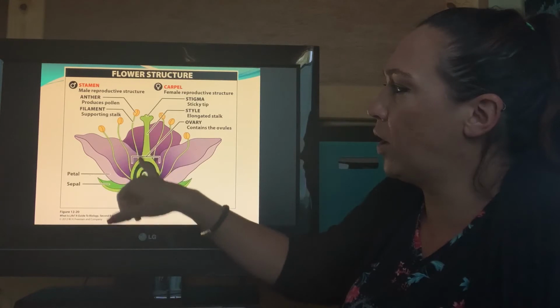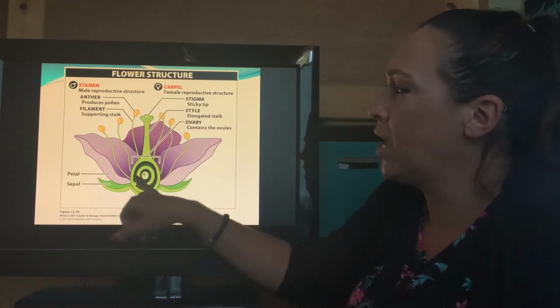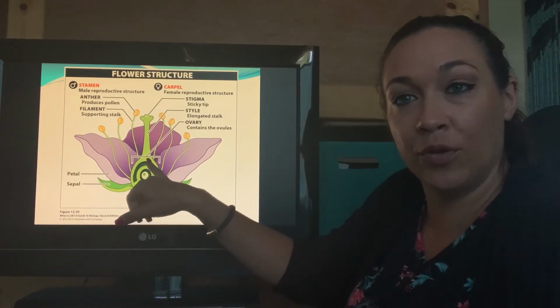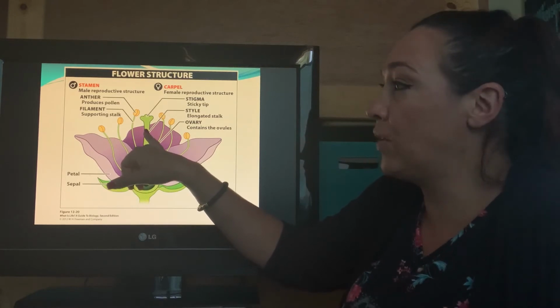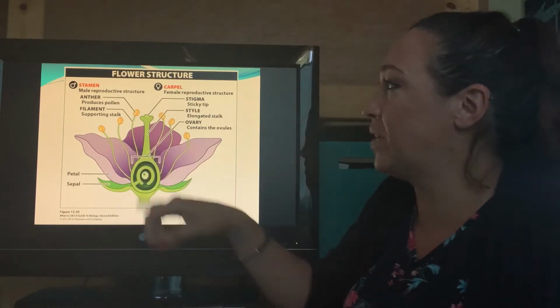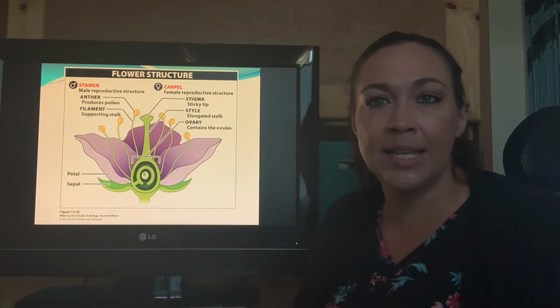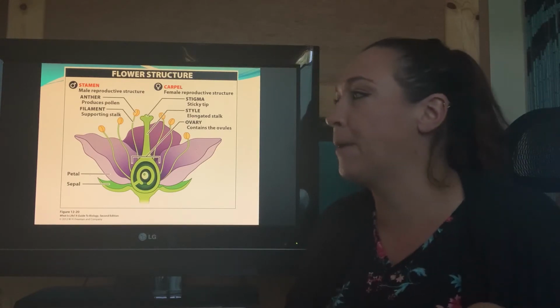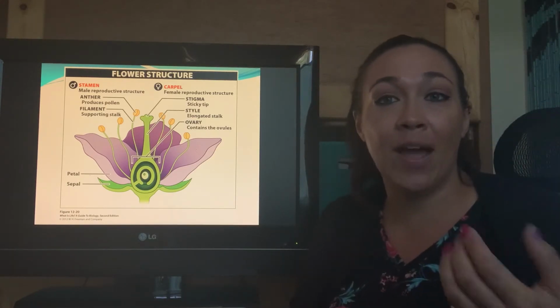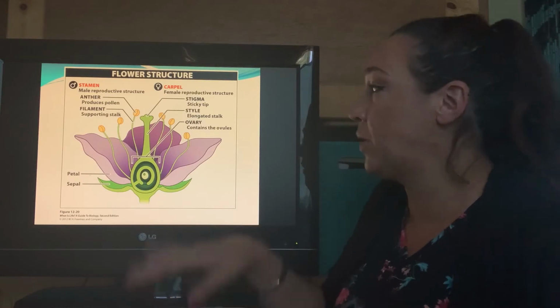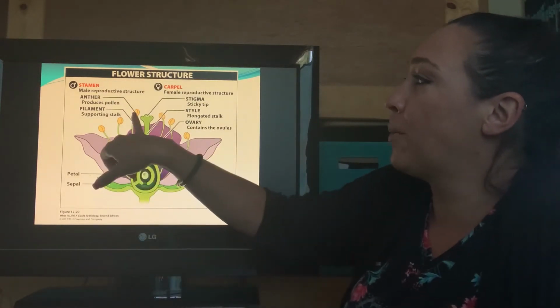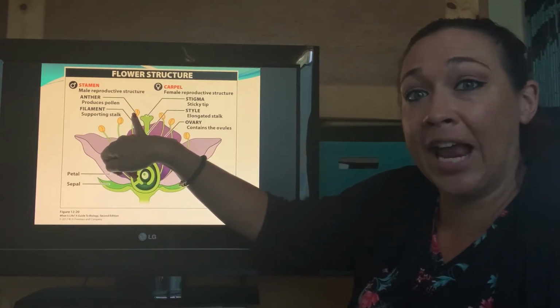The big long one that's coming up from the ovary is kind of like the tube into the ovary. This is known as the style. When you get to the very end right here, this is known as the stigma. The stigma is like the sticky end. It's kind of like where the nectar is, and that's where you want the bees to go. So the bees are going to land on the flower and pick up some pollen right here from the anther.